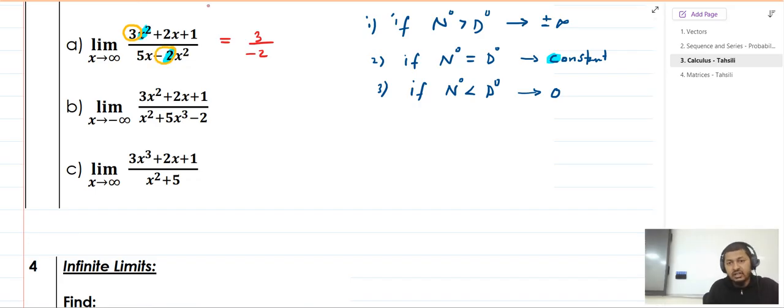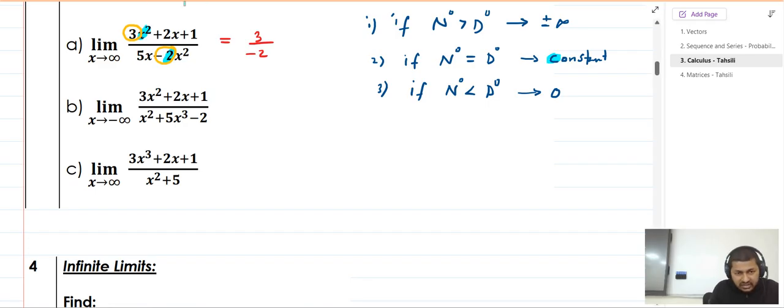That's why I said when the degree of the numerator, in other words the highest power, is equal to the degree of the denominator, it just becomes a constant. How does it become a constant? You take the coefficient next to the highest power in the numerator and the one next to the highest power in the denominator. So that's how I've got 3 over minus 2. Let's look at the next one.